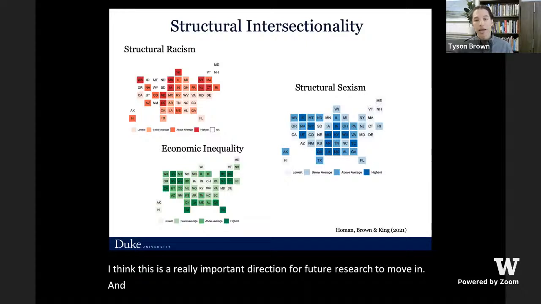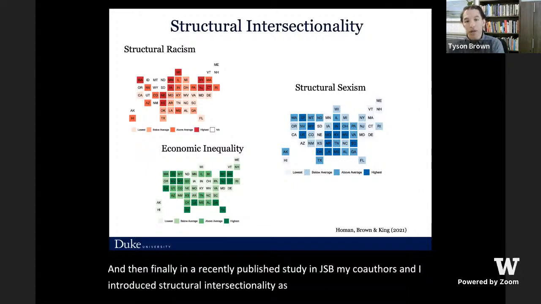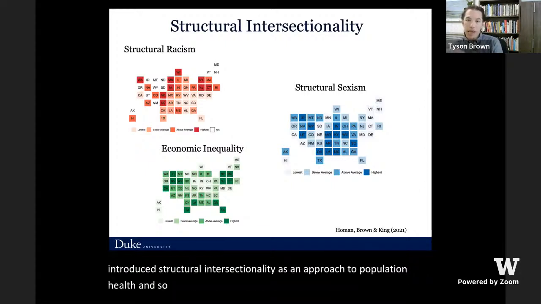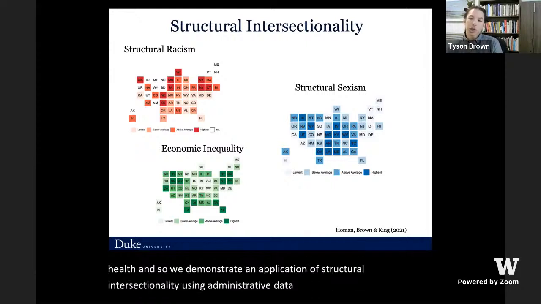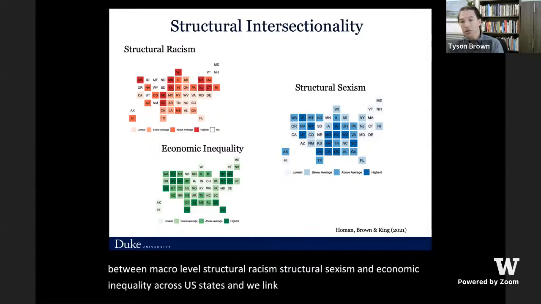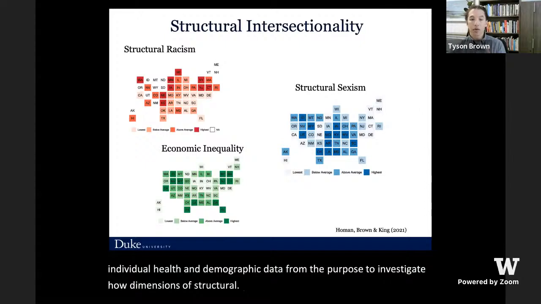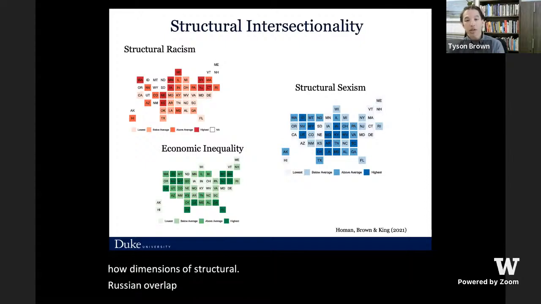And then finally, in a recently published study in JHSV, my co-authors and I introduced structural intersectionality as an approach to population health. And so we demonstrate an application of structural intersectionality using administrative data to examine the relationship between macro-level structural racism, structural sexism, and economic inequality across US states. And we link these state-level measures to individual health and demographic data from the BRFSS to investigate how dimensions of structural oppression overlap and affect population health.